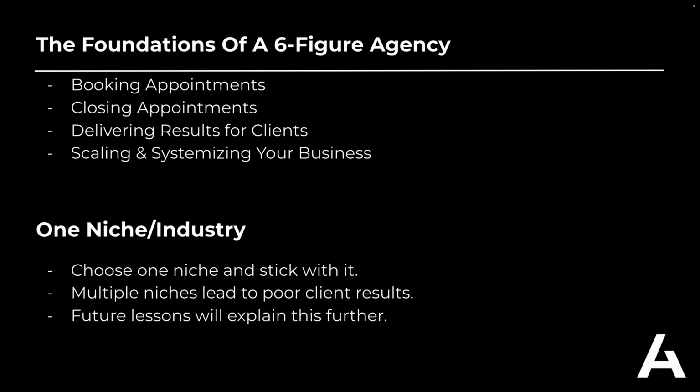Once you get really, really great results for your clients, you will scale so much quicker, and people forget that all the time. Then we want to scale and systemize our business. How do we do this? By putting in tools, software, systems, SOPs, and by hiring A-player team members. So again, the foundations of a 6-figure agency: booking appointments, closing appointments, delivering results for clients, and scaling and systemizing your business.